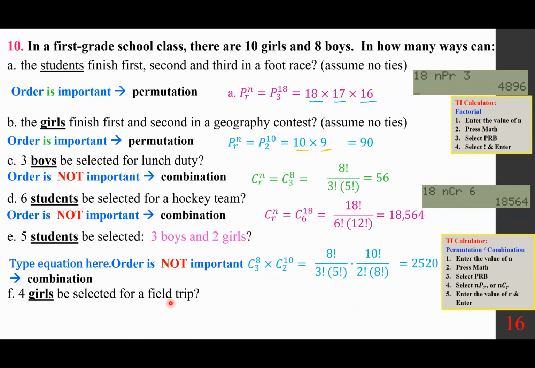Four girls are to be selected for a field trip. So order is not important. So we're talking about combination. nCr, 10 choose 4. So very straightforward, everybody.